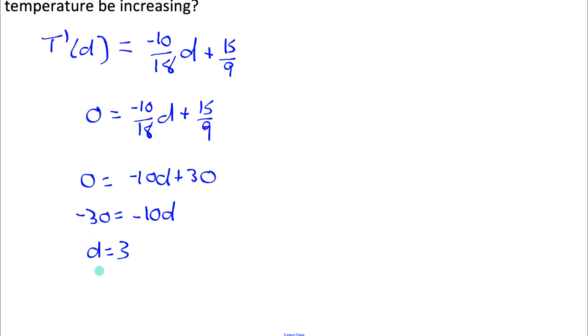So that tells me at 3 days, the slope of the function is 0, which means that might be when the temperature is at its highest in this scenario, or when the temperature is at its lowest, or maybe the temperature is always increasing or always decreasing. I don't know what we have, but what I'm interested in is when is the temperature going up?